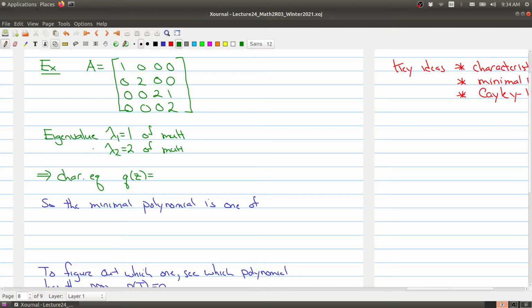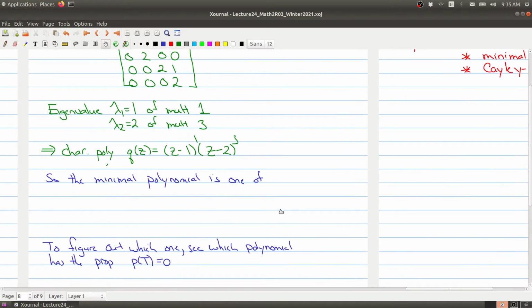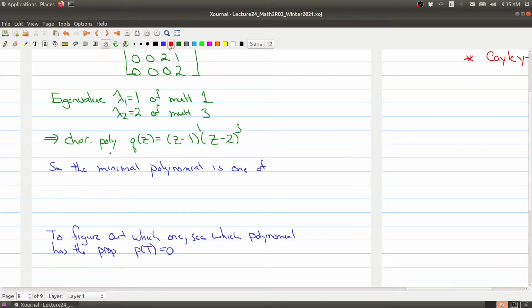And we know that the eigenvalue of 1 has multiplicity 1, and lambda 2 has multiplicity of 3. So that means that the characteristic polynomial has the form (z minus 1) raised to the power of 1 and (z minus 2) raised to the power of 3. So that tells us that the minimal polynomial has to be one of the following.